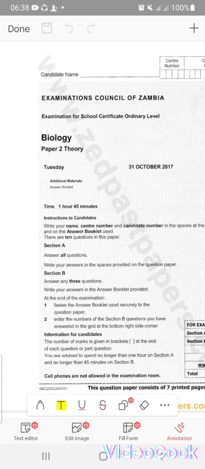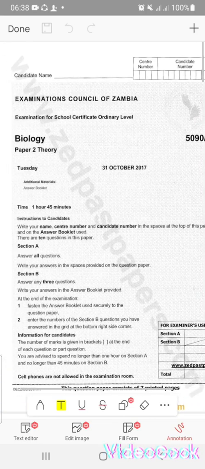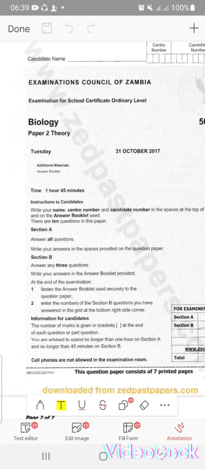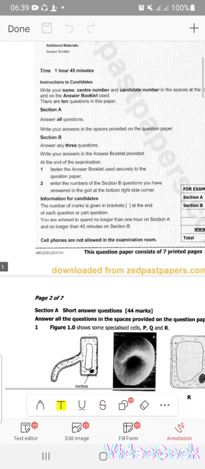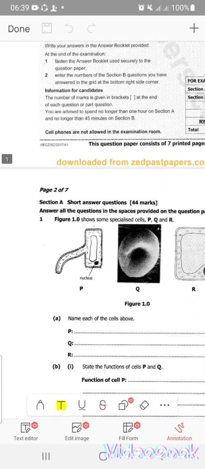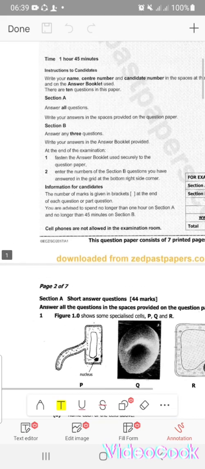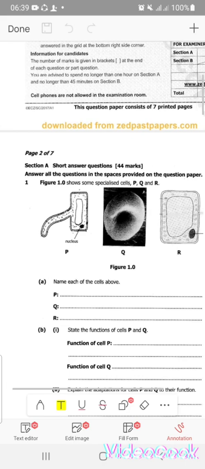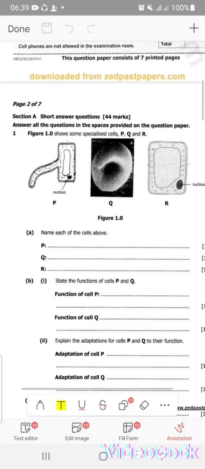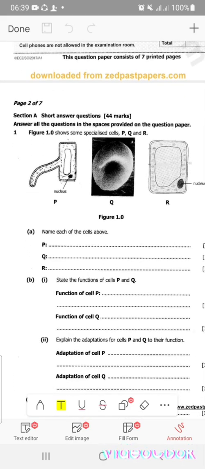This time I want to solve biology questions from 2017 paper 2 theory. So we are going to solve the whole of section A and we'll try to be quick. Okay, look at question 1, section A, short answers.